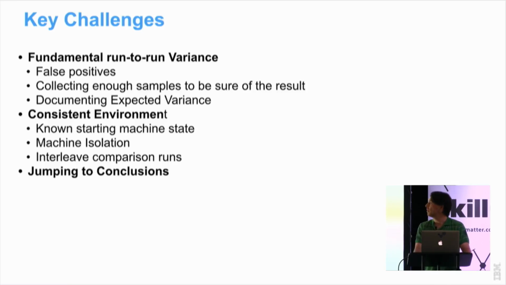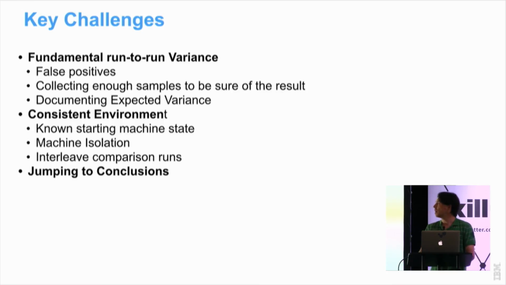Something else is making sure that the machine is isolated from outside interference. So that could be making sure your co-workers aren't logging into the machine that you're doing your testing on and running things that are taking away all the CPU. If your benchmark is also using the network, try and have a private network, so you make sure that somebody else isn't transferring a big file across the network and affecting your scores.